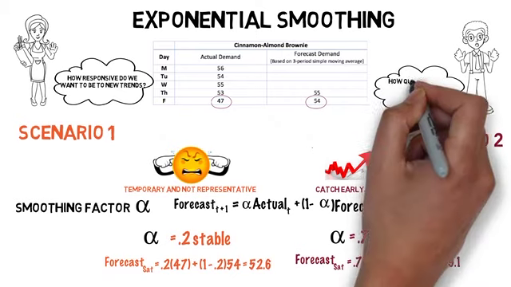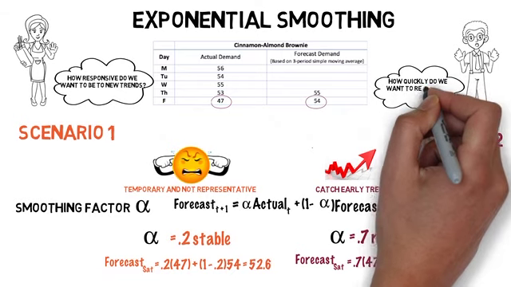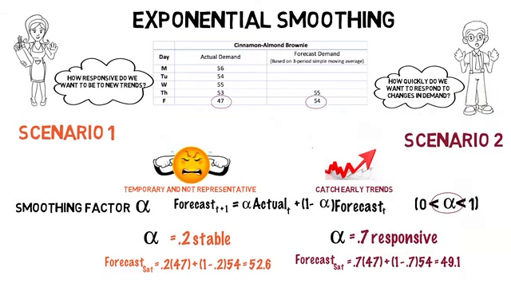Ultimately, the question Kiana, Dallin, and you need to answer is, how quickly do you want to respond to changes in demand? If you want to be a first mover, aggressively chasing demand, use a larger alpha. If you want to take a wait-and-see approach, use a smaller alpha.